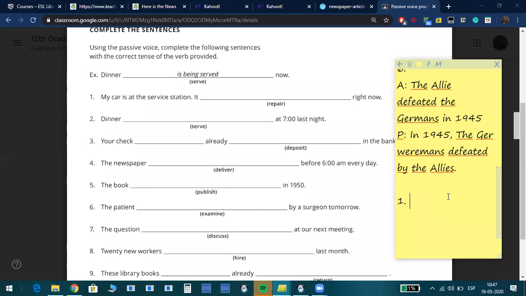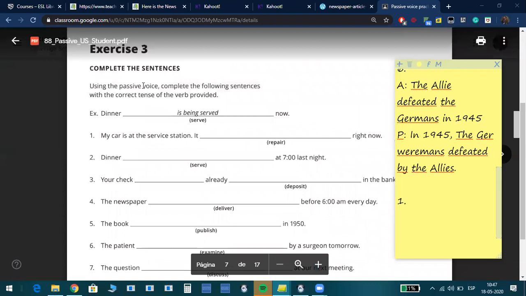Martuco, the king. My car is at the service station. Look, I'm gonna show you a trick. In this activity, what you need to do is just choose the correct tense. No, dice nada más, elige correcto.